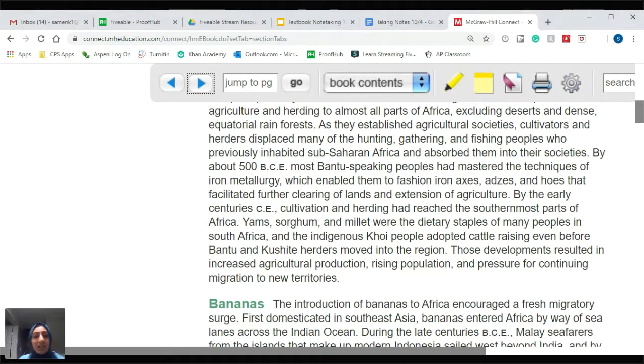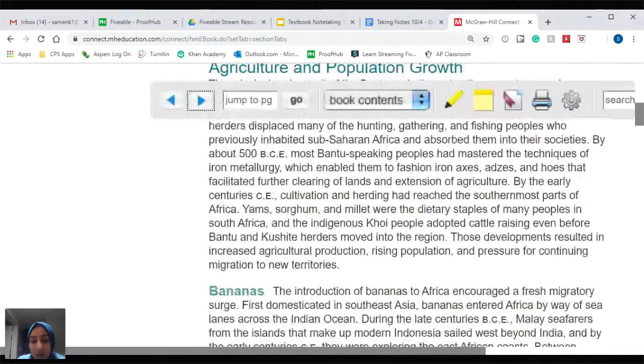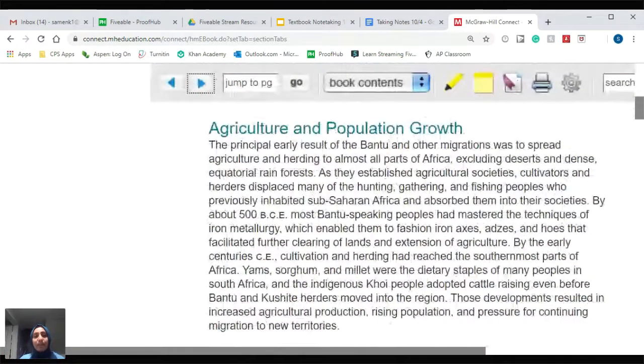So yes, this is a lot. And you may be inclined to write almost everything here because almost everything here seems important. But really, we just want to get the main points of what this paragraph is trying to say. So we could say the principal early result of the Bantu and other migrations was to spread agriculture and herding to almost all parts of Africa. So we could say the result of all migrations was spreading agriculture and herding to all parts of Africa. We can just sum that up right there.